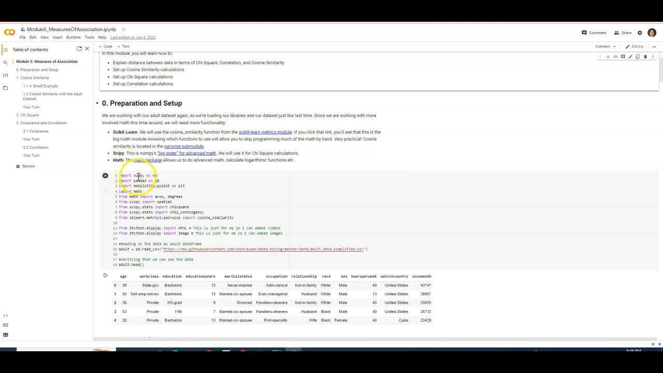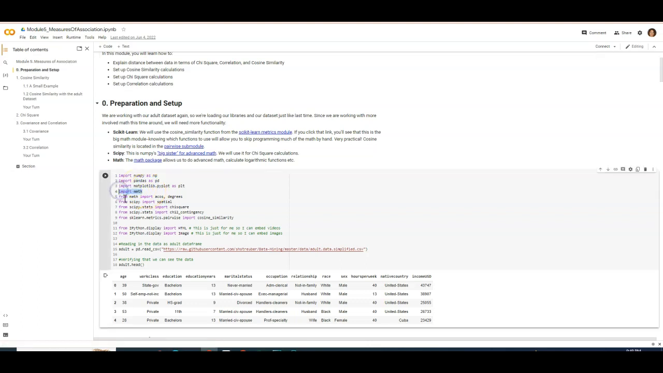Well, first we're going to pull in NumPy, Pandas, and Matplotlib. We already know those. Then we're going to import the math package. And from math specifically, we're going to import the geometric functions and the degrees. So the cosine, acosine, and degrees. And from SciPy, here we're going to import the spatial library, chi-square, and chi-square contingency. And then from sklearn, from scikit-learn, we are going to import the cosine similarity package as well here.